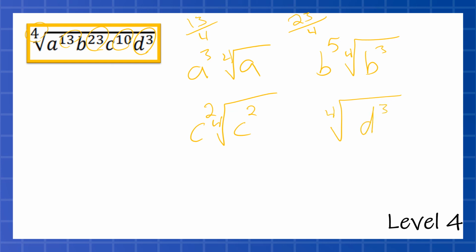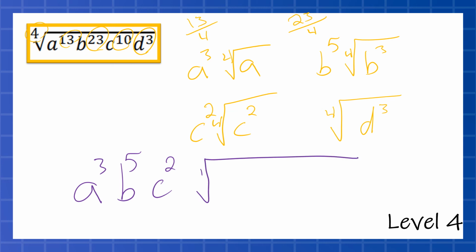Now I'm going to put it all together so that I get one beautiful answer. But I need to put the outsides on the outsides and the insides on the insides. I'm going to keep it in the same alphabetical order. So I'm going to have a cubed, b to the 5th, c squared. Then I have the 4th root of a, b to the 3rd, c squared, d to the 3rd.